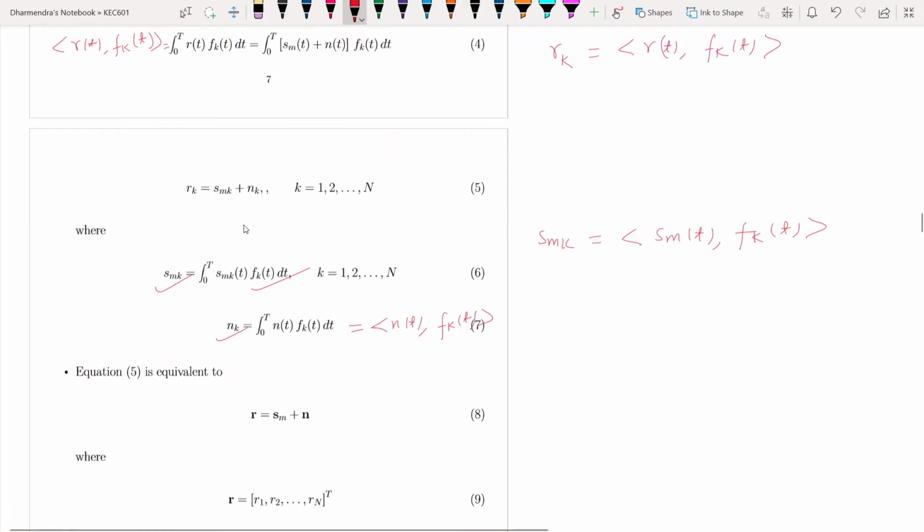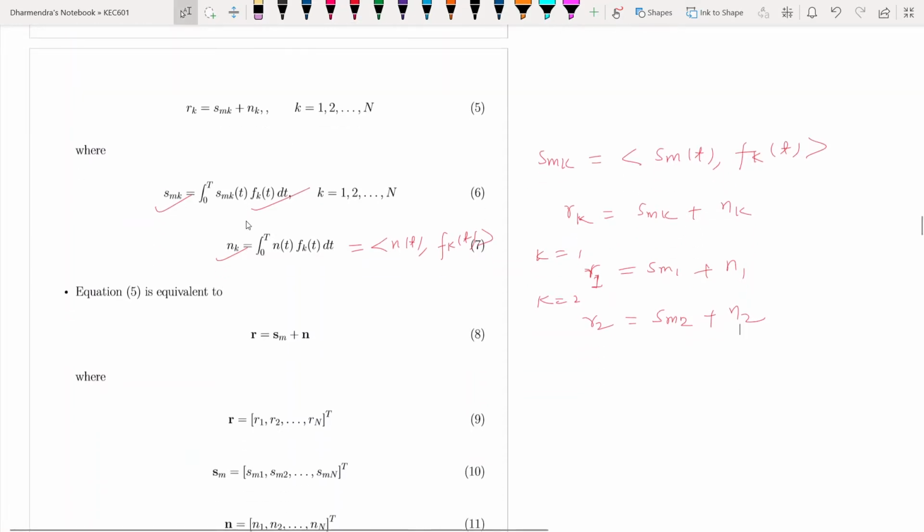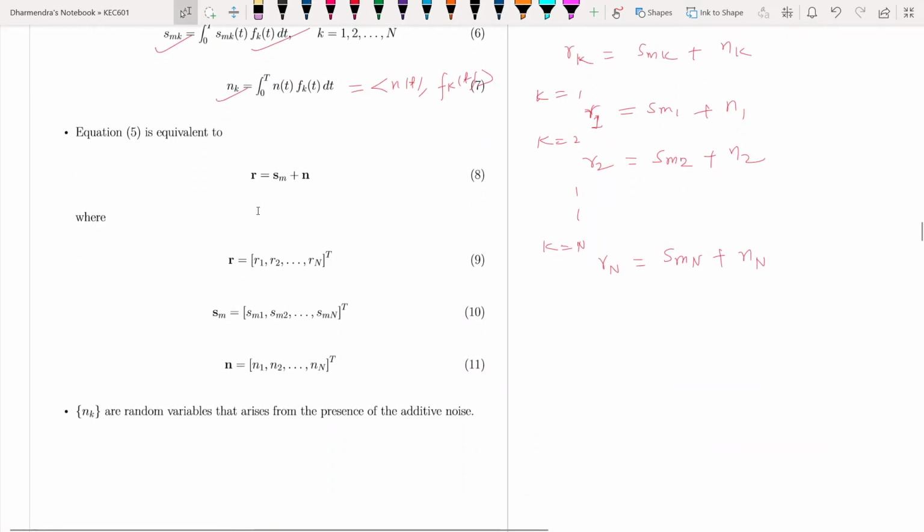Here k varies from 1 to capital N, so in vector form the representation is r_k equals s_mk plus n_k. For k equal to 1, r1 equals s_m1 plus n1; for k equal to 2, r2 equals s_m2 plus n2, and so on. For k equal to capital N, r_N equals s_mN plus n_N. In vector form I can write r1, r2 in matrix form, meaning column vectors.